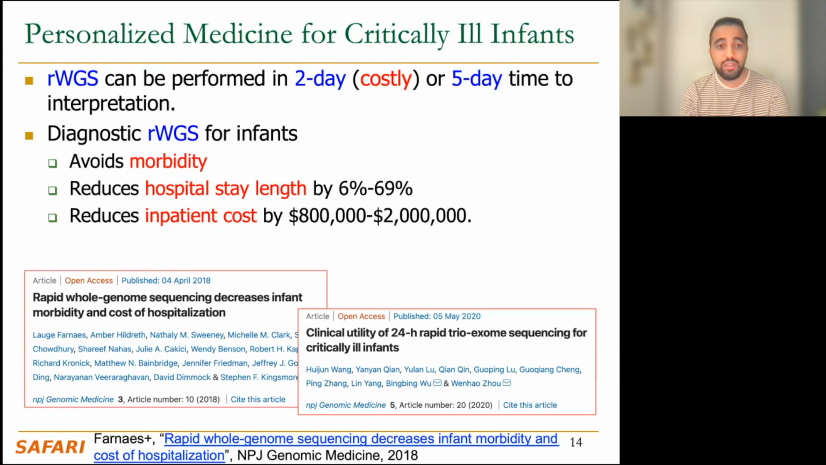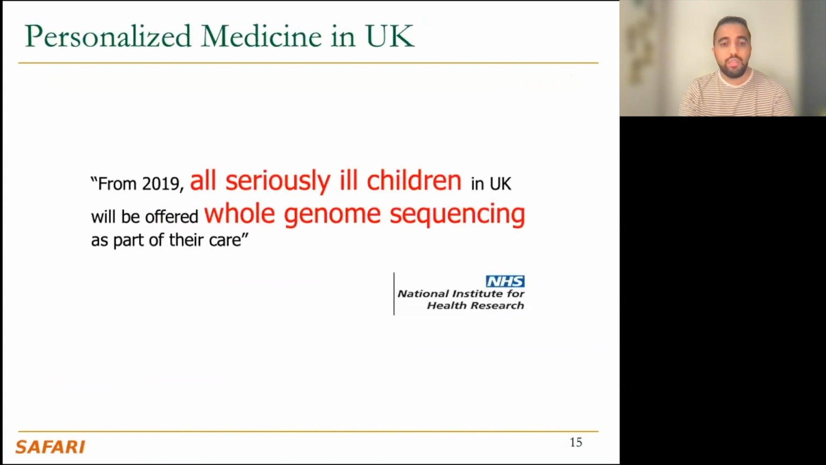And based on that, that helps you a lot to avoid morbidity, reduces hospital stay length by 6% to 69%, reduces also the inpatient cost, which can significantly save the taxpayer money. This has become really a typical day in the UK. Whenever you have seriously ill children admitted to hospital, then the first thing they do is whole genome sequencing, starting from 3 years back.